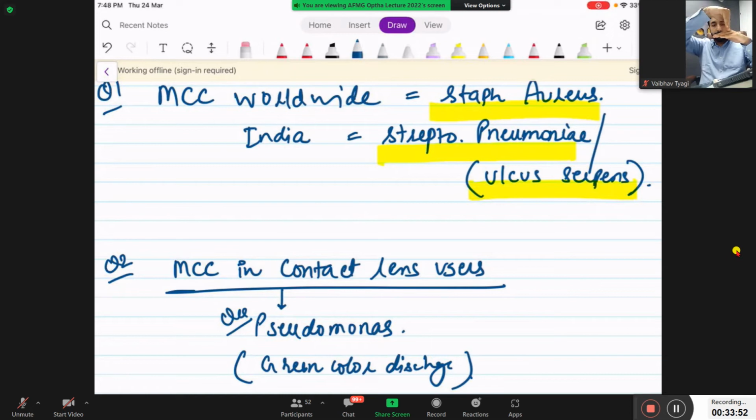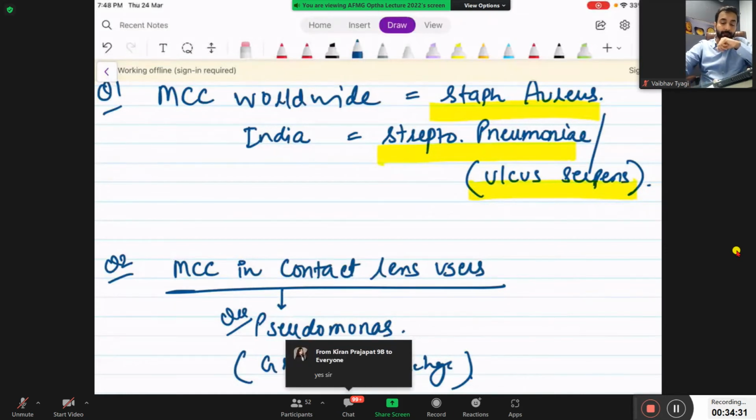but Pseudomonas attacks the cornea perpendicularly. It can perforate the whole cornea in just 72 hours. So if in the question they give you hint number 1 that the patient is getting green color discharge, the answer will be Pseudomonas. If they give you the history that the patient got perforation of the cornea in 3 days, the answer will be Pseudomonas. Clear? Give me a thumbs up if it is clear. Pseudomonas clear? Okay.